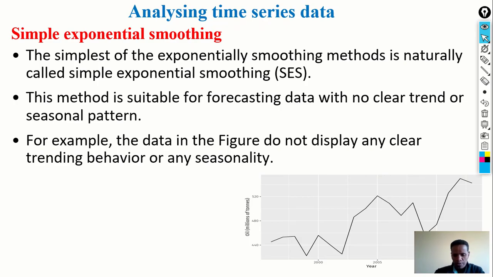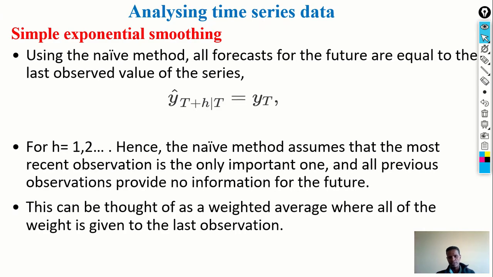As you can see from the figure here, the data do not display any clear trending behavior or any seasonality. So for such types of data, which do not have any clear trending behavior or seasonal variation, the simple exponential smoothing method could be used for analyzing such types of time series data.